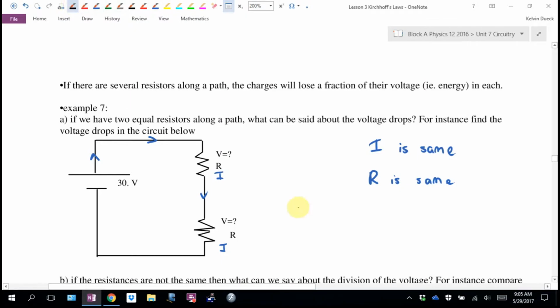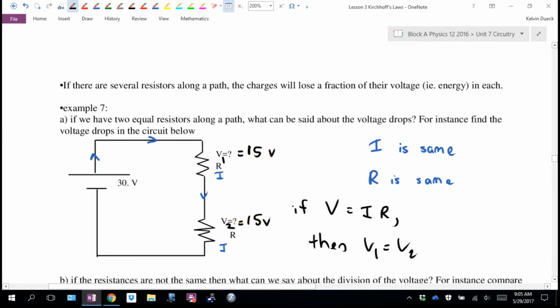So, if V equals I times R, then let's call this V1, let's call this V2. I guess V1 and V2 are the same. In fact, in this case, they must each be 15 volts, otherwise that's impossible. You're gaining 30 volts, going through two identical resistors, 15 volts apiece.